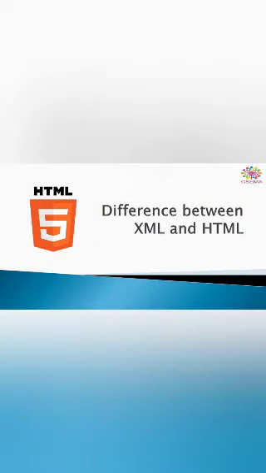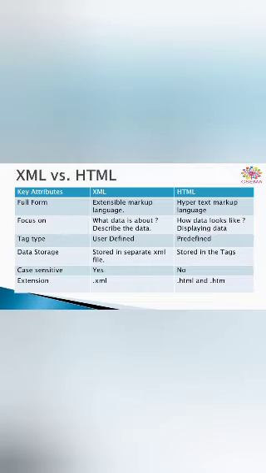Welcome to CCMA. Here we are going to differentiate XML and HTML. Where XML stands for Extensible Markup Language and HTML stands for Hypertext Markup Language. Both of them are used to create web pages, and XML is focused on what data is about, means it used to describe the data, while HTML is used to display the data, means how data look like when we creates a web page using HTML and XML.